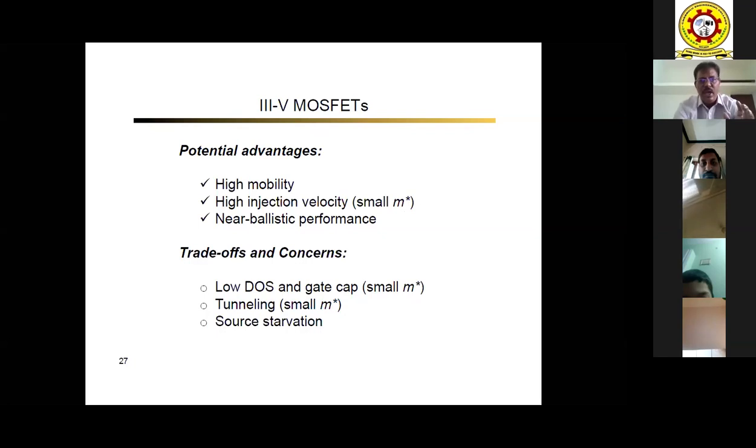When we are seeing a movement of the carrier from the source to the drain, we assume that the carrier is moving in a straight line, correct? The carrier, in the sense your electron, is moving from the source to the drain in a straight line. This movement is what we wanted, right? So that is what is called ballistic performance. But is it happening in reality?